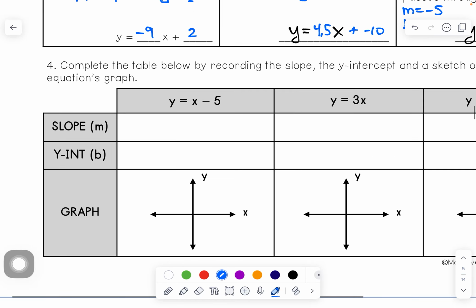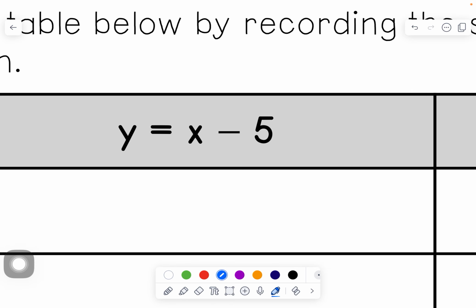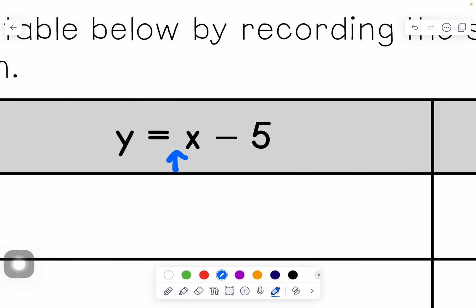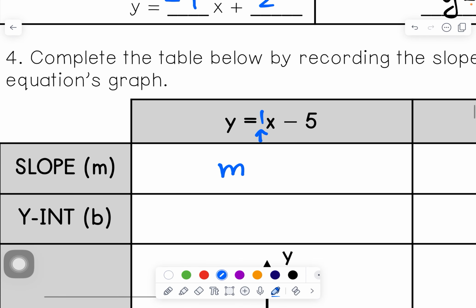All right, here's a couple problems where they're giving us the equation, and we have to then interpret what is the slope, what is the y-intercept, and can we draw a quick sketch of that? So in this first one here, I realize you look at this and think, well, there's no m written there. Well, believe it or not, there's a 1. So my m equals 1. And my b here equals my constant, which is negative 5.